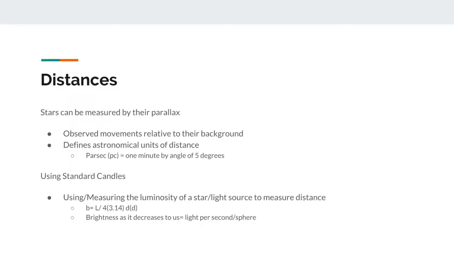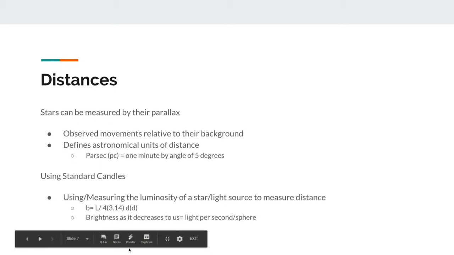Standard candles are a way of measuring this, and so we're measuring the luminosity of a star and light. The star or light source to measure the distance, which is B equals L over 4 times pi times D squared, which is brightness as it decreases to us, which would equal light per second over the sphere. This formula here is for the sphere, and this is for light.